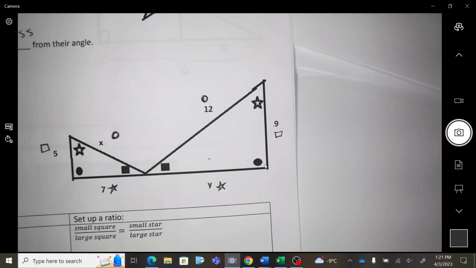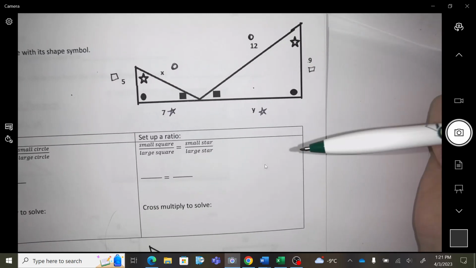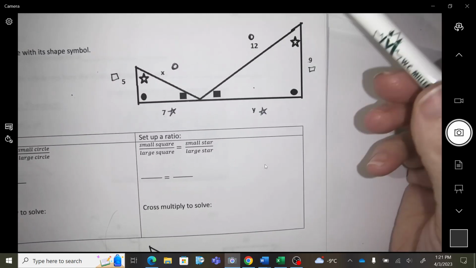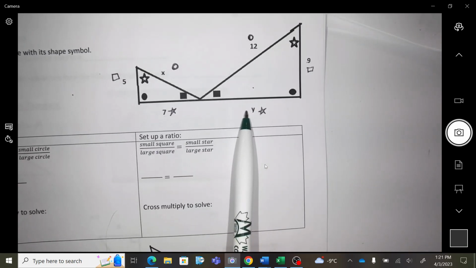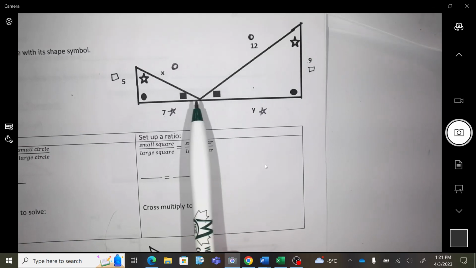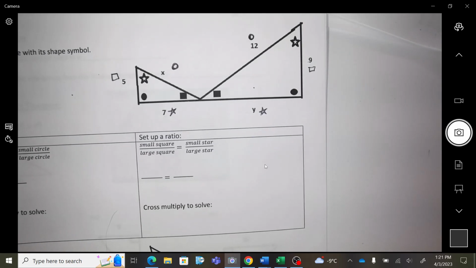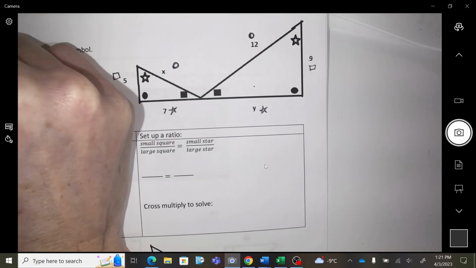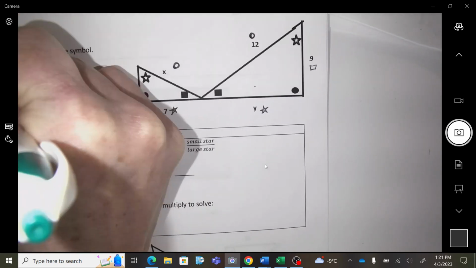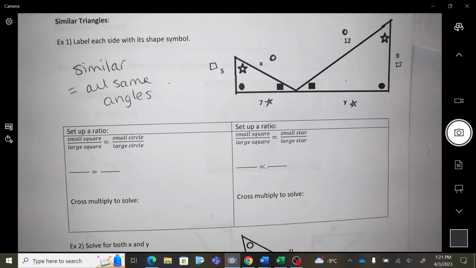Okay, we're going to set up ratios to solve. These triangles are similar triangles. So what's the definition of a similar triangle? They have the exact same angles. Do these two have the exact same angles? Yes. They both have a square, they both have a circle, and they both have a star. They have the same 3 angles, so they're similar. That's the definition of similar, all the same angles.